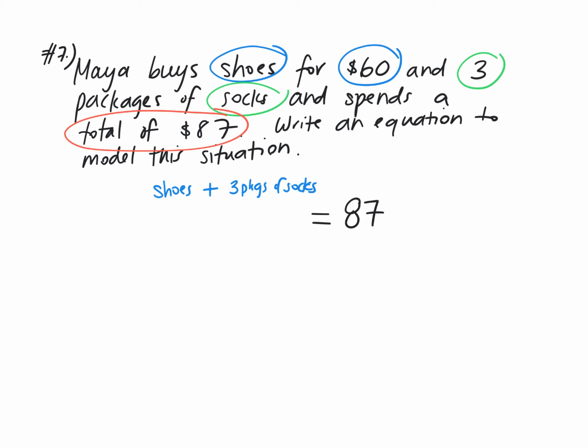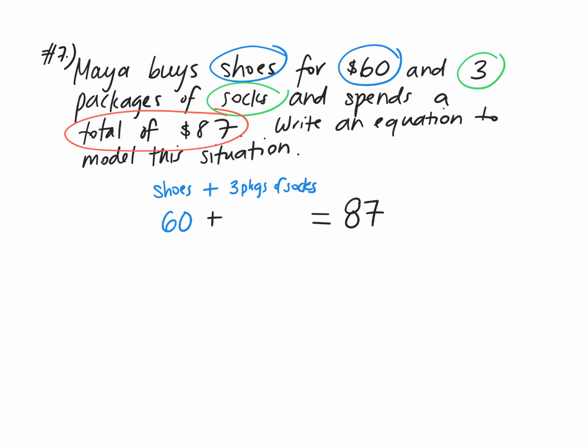Well, what information do we know here? Do we know what either of those cost? Someone else? So we're gonna put 60 plus, she buys 3 packages of socks. If each package of socks costs $2, how would you find the total of 3 packages? What would you do? Yeah? You would multiply the amount by the number of socks packages you're buying, right?